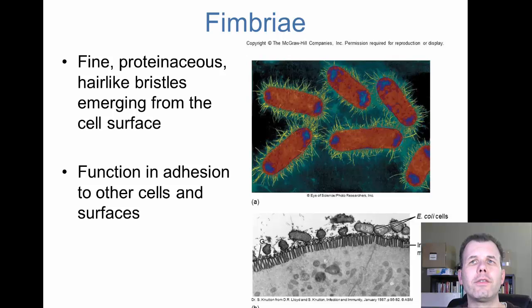All right, so the next structure that the bacteria can have are called fimbriae, and fimbriae look like little fine hairs.